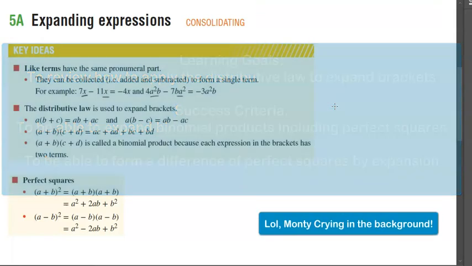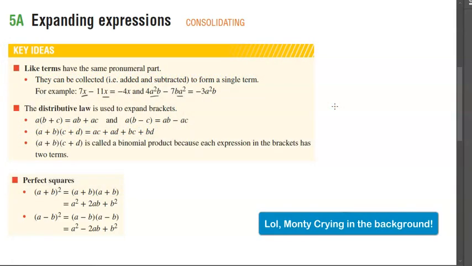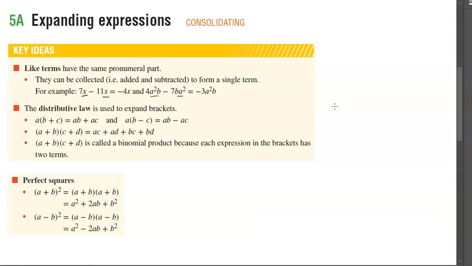Now, expanding expressions we've already seen before within the topic of algebra. We can have a look into like terms, which we've seen before. A like term is just terms that have the same pronumeral part. Pronumeral just means letter, or same sets of letters. The formal way of saying this is pronumeral. They can be collected, so you can either add them or subtract them to form a single term.